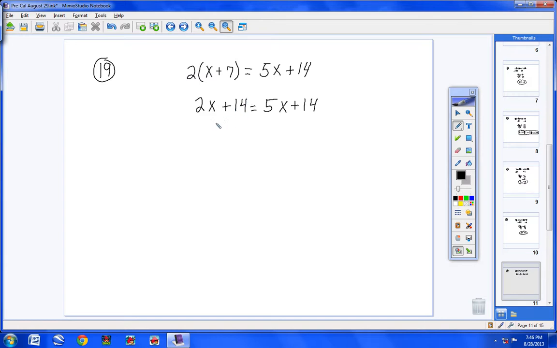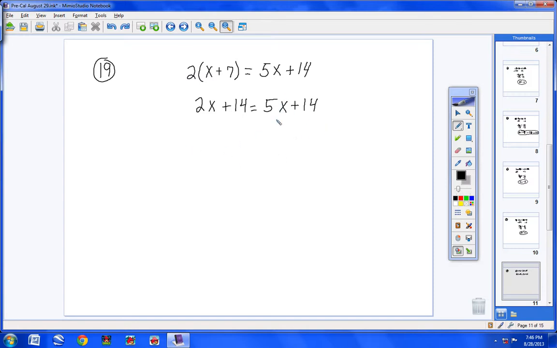Do you see how we simplified? 2 times x, 2 times 7. Now, I have a question for you. Can you take this side further when it comes to simplifying? Or do we have unlike terms? Well, you should know by now we have unlike terms. We have an x term and a constant term. Now, if there was an x here, then we would have like terms. But we don't have an x. So, now we should know what to do. Let's get all of our x's on one side and our constant terms on the other.